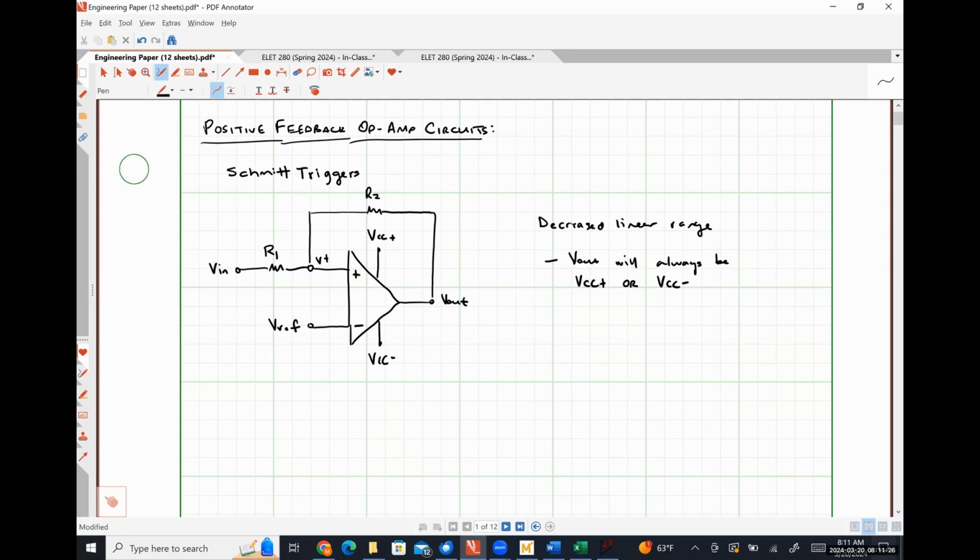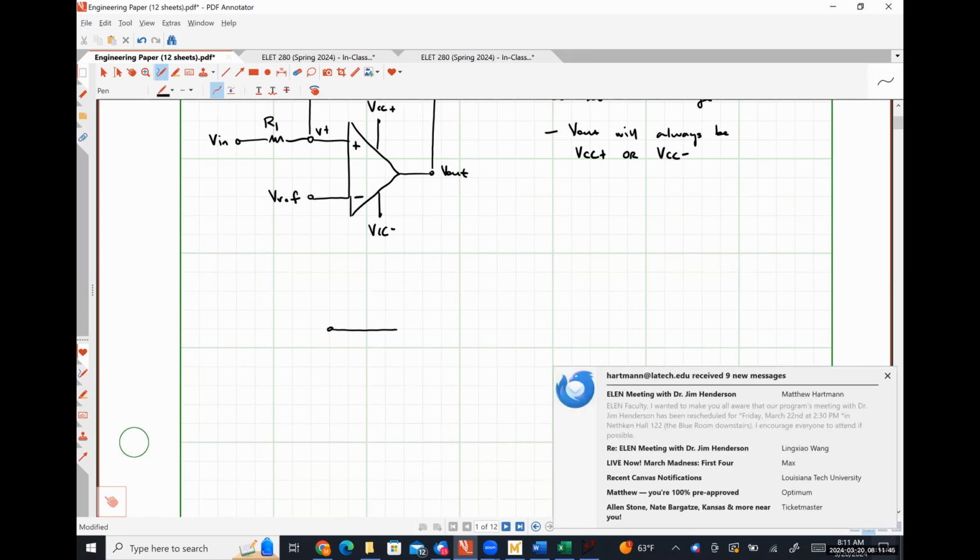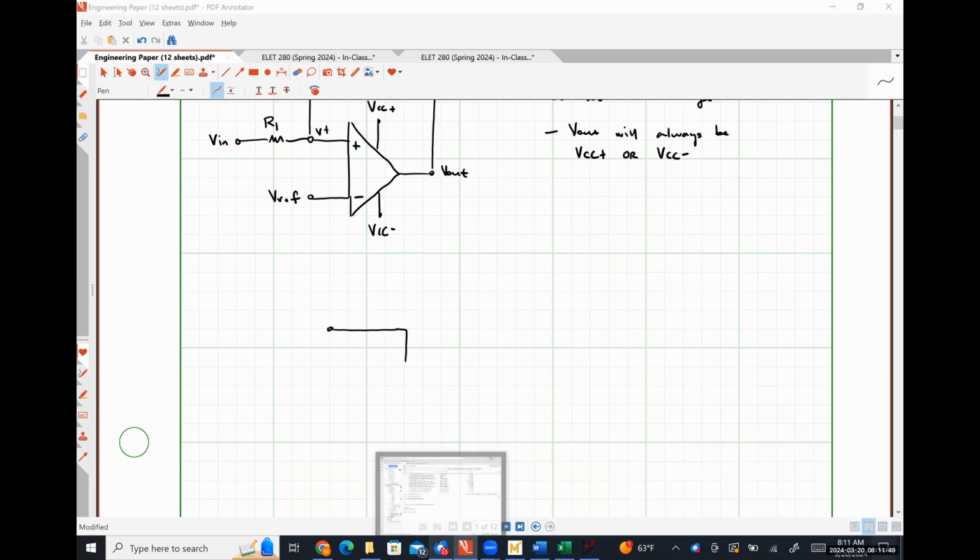All right, so let's draw a practical op-amp model representation of this thing so we can do a little bit of analysis here. Okay, so as per usual, I'm going to start with just my op-amp by itself.